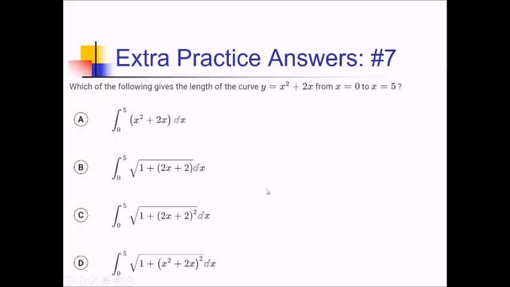For this one, we just want the length of the curve y equals x squared plus 2x between x equals 0 and 5. So I'll need my arc length formula, which is essentially the integral from a to b of the square root of 1 plus the derivative squared. So I need the derivative for this. That's going to be 2x plus 2. So now we'll have the integral from 0 to 5 of square root of 1 plus the derivative squared. So square root of 1 plus 2x plus 2, that piece of it squared.